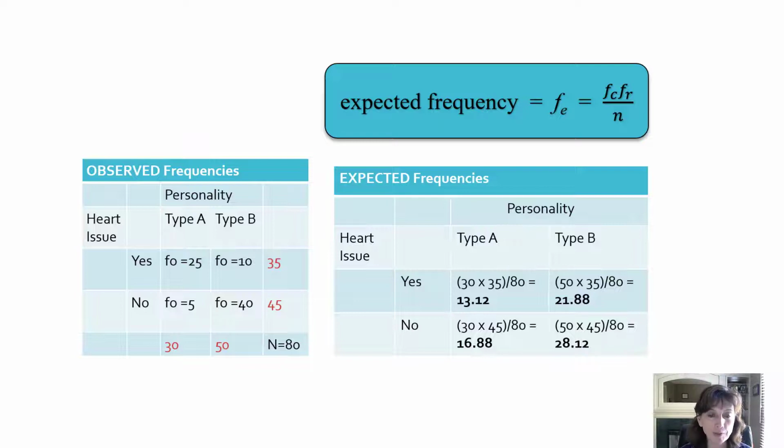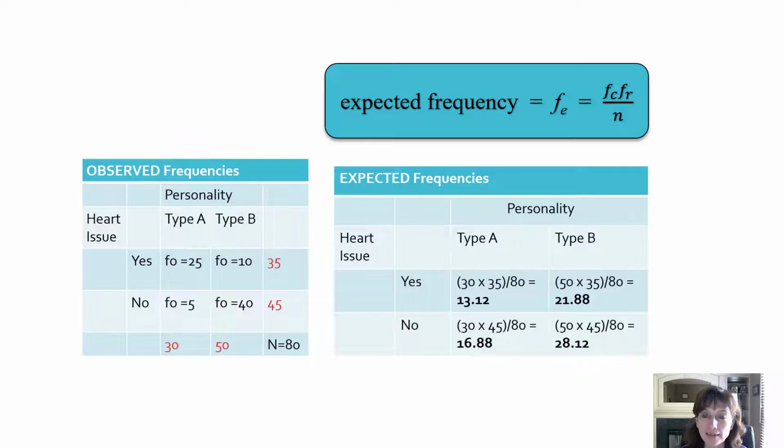Same with people who don't have a heart condition. There's 5 and then there's 40, so my row total is 45. Same thing for the column totals. For people who are type A, I just take the 25 plus the 5, and that's where the 30 comes from. For people who are type B, I take the 10 plus the 40, and that's where the 50 comes from. So you're going to need to know the row and the column totals in order to calculate expected frequency.